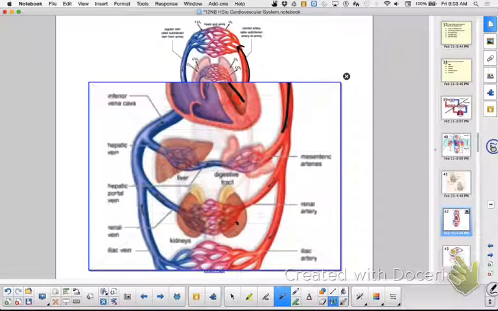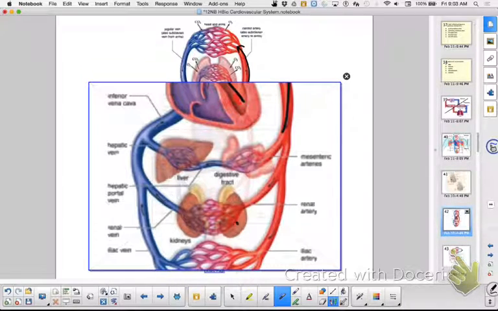Putting any extra nutrients. But what do you see wrong with this picture? Do you see anything wrong with this picture? There's something wrong there, yes? Deoxygenated blood is going through the liver. Perfect. How does the liver stay alive if there is no oxygenated blood?